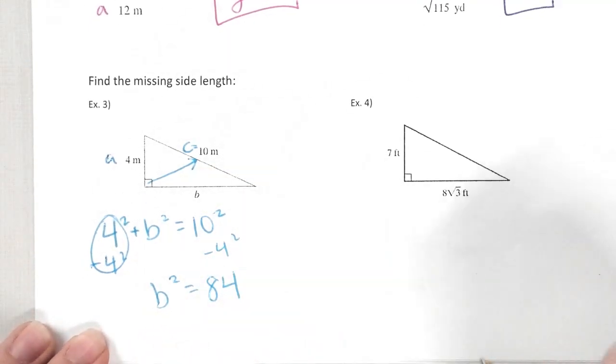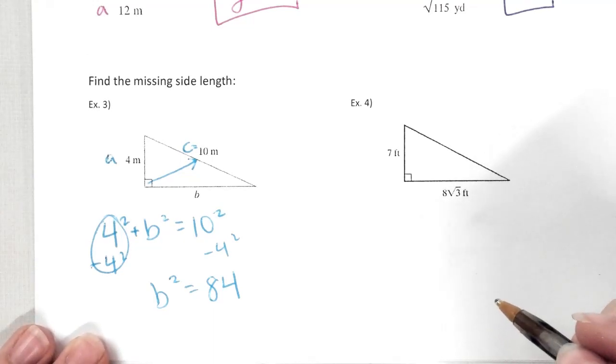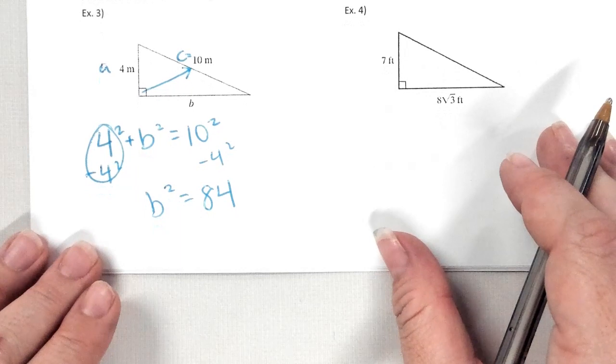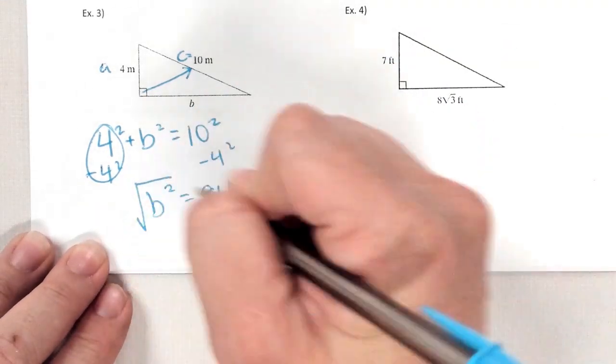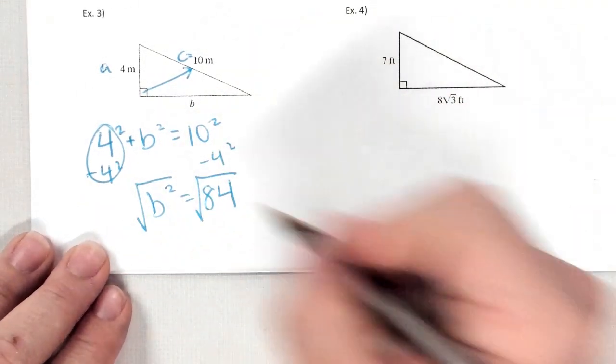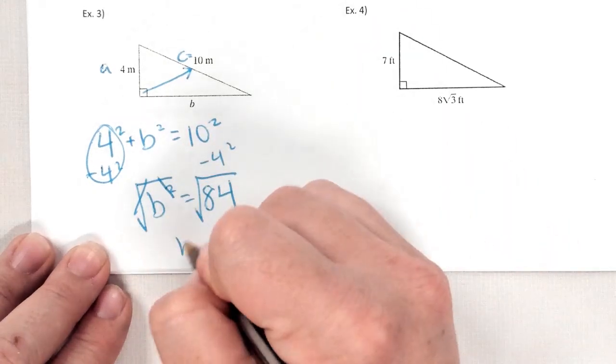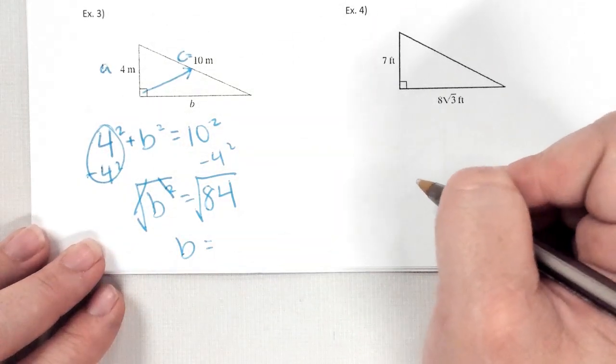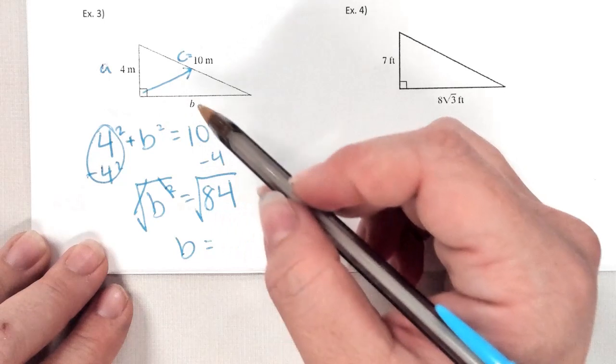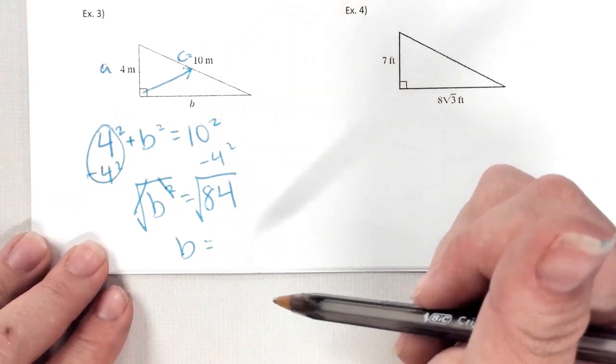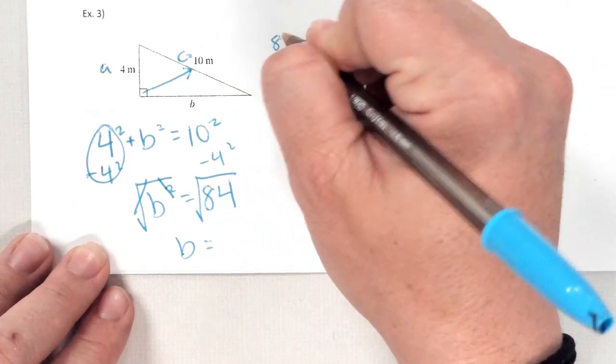Am I done? Is that my answer? No. What do I still need to do to get B by itself? Get rid of the square. How do I get rid of the square? Square root. The opposite of squaring is a square root. Now, is 84 a perfect square? No. This didn't give me decimals, so I'm not going to have you type the square root of 84. We're going to actually break it down to a simplified radical.